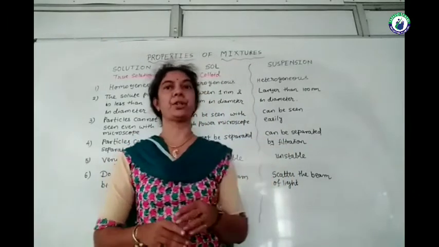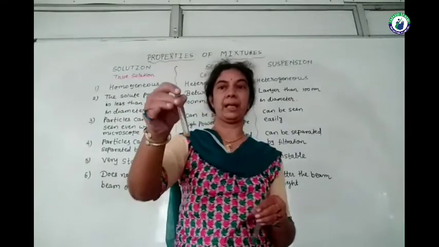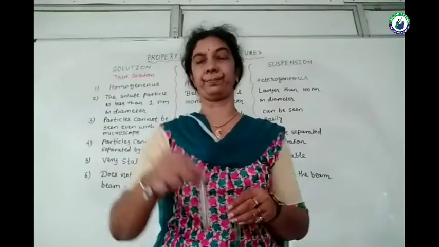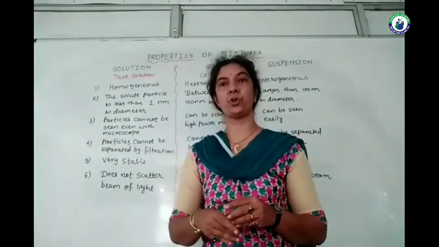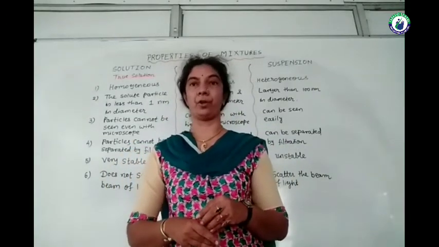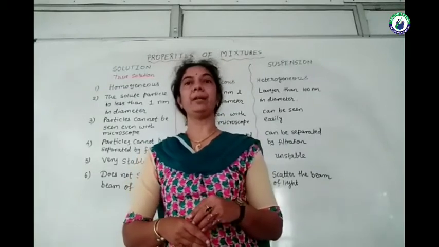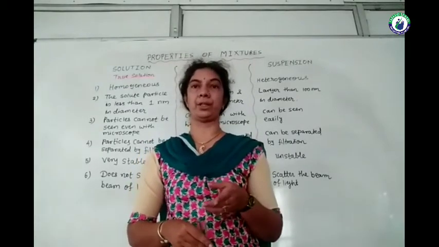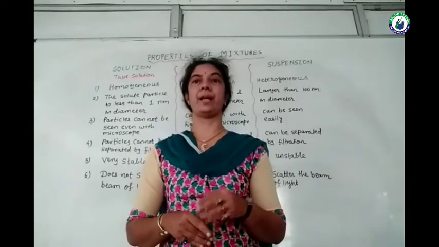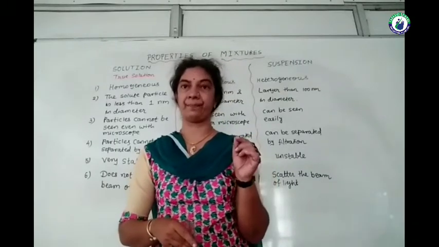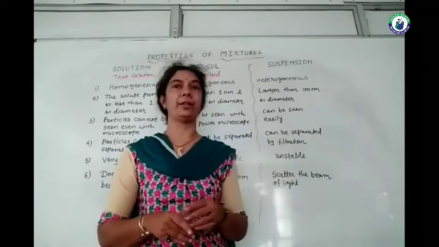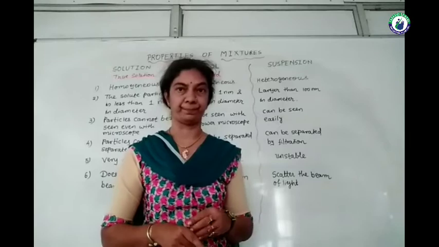And for suspension, now you can see that particles of rust have settled down. Besides this, chalk powder plus water, sand plus water, and even the non-homogeneous mixtures of different powders, such as copper sulfate crystals and iron filings. That is also an example of a heterogeneous mixture, a suspension.